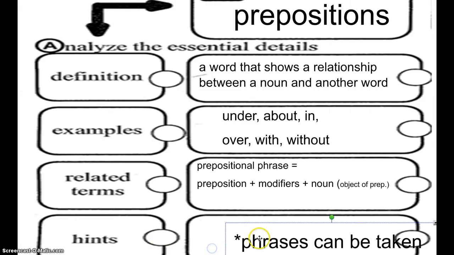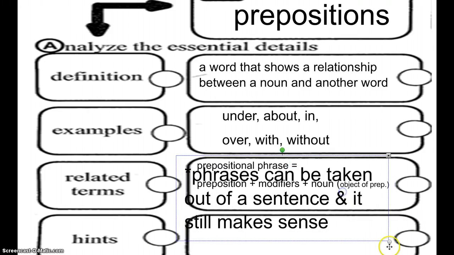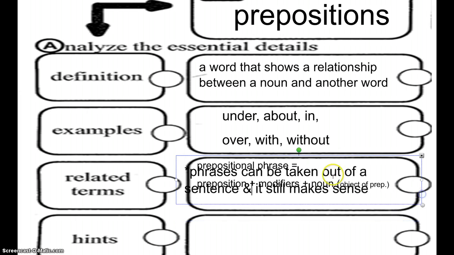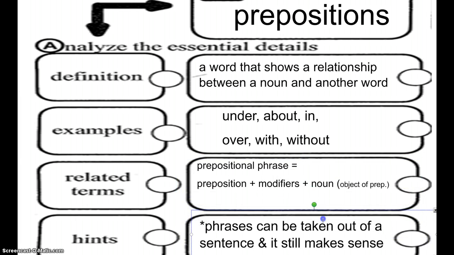So I gave the example of Mrs. Culleton went. That is a complete sentence. It has a subject and it has a verb. Mrs. Culleton is the subject, went is the verb.